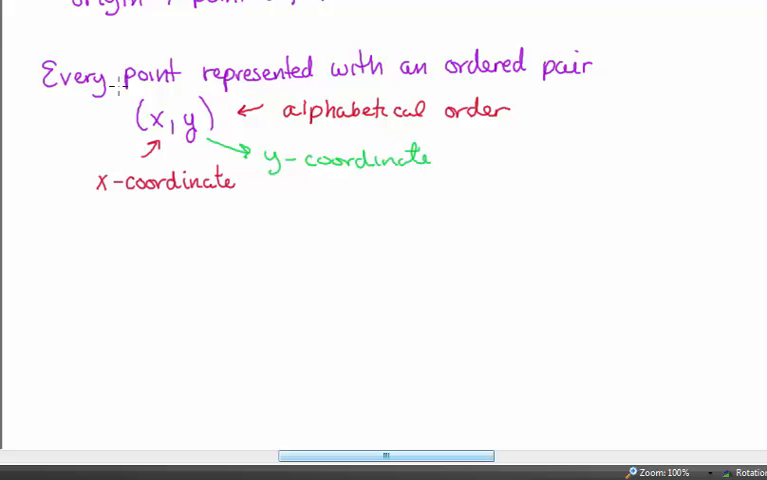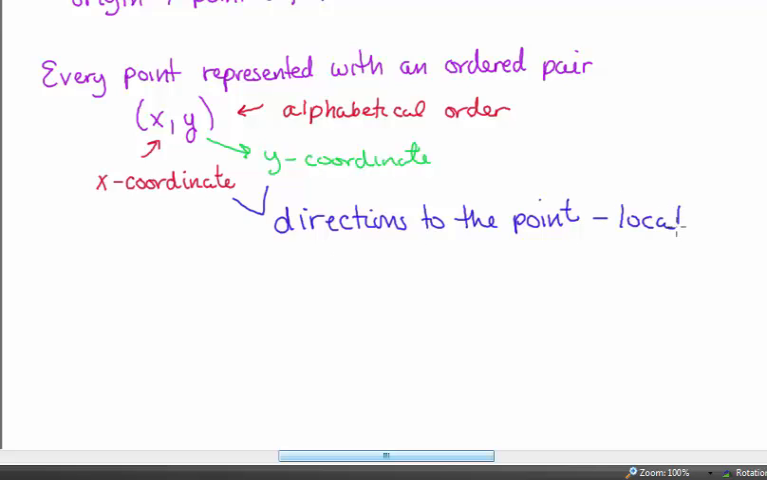And these give us directions to the point. Think of them kind of like if we were talking about GPS coordinates. They tell us where something is. Well, the x and the y coordinate tell us where something is on a coordinate plane. It's a location. You know what they say, location, location, location.